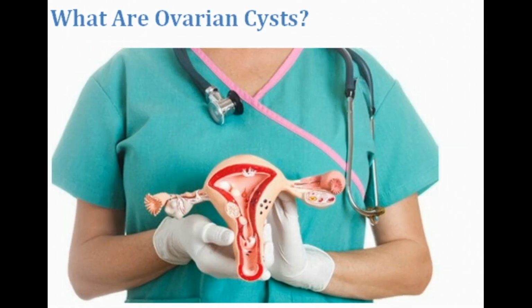Are ovarian cysts dangerous? What are ovarian cysts? Ovarian cysts are fluid-filled sacs that grow inside or on top of one, or both, ovaries. A cyst is a general term used to describe a fluid-filled structure. Ovarian cysts are usually asymptomatic, but pain in the abdomen or pelvis is common.